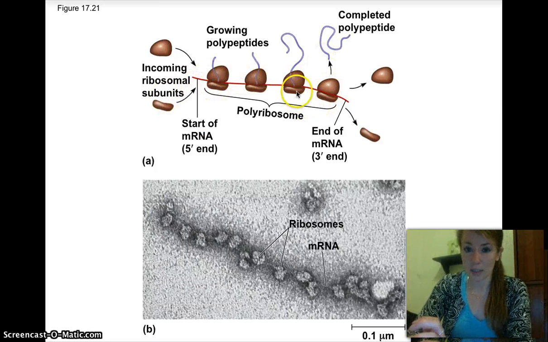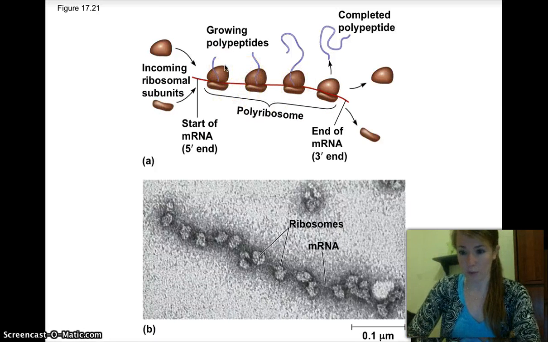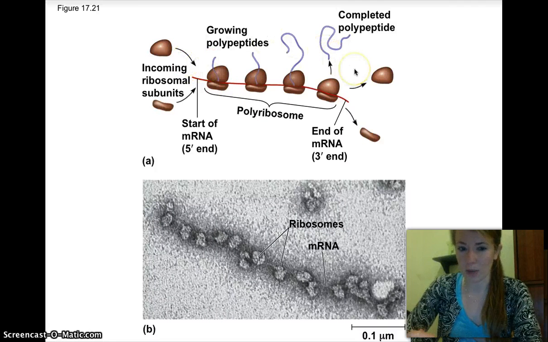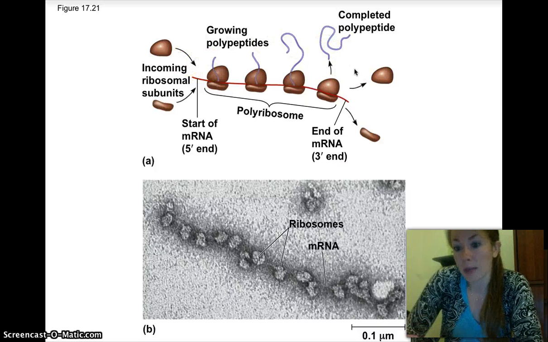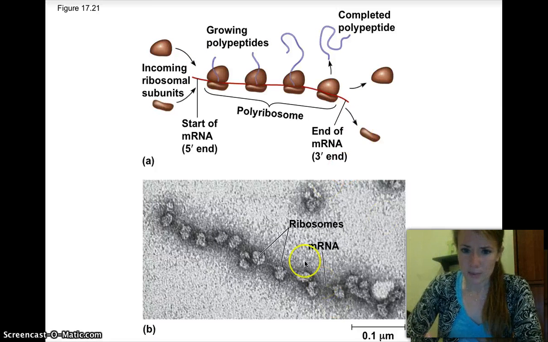So you can see that right now this mRNA is being made into 4 different polypeptides. So it's working 4 times as fast as if only one ribosome could bind at a time. So that's really key. That's how we can make proteins so fast. So here's an actual picture of it.